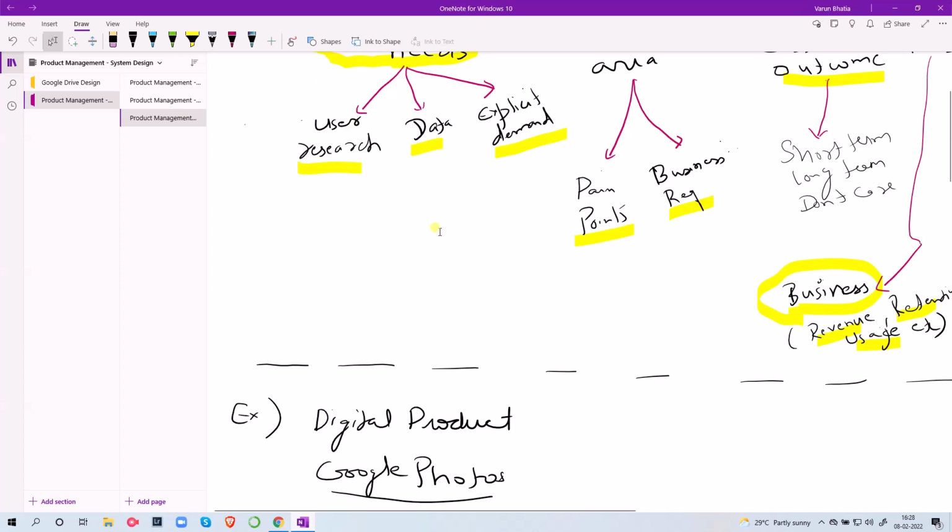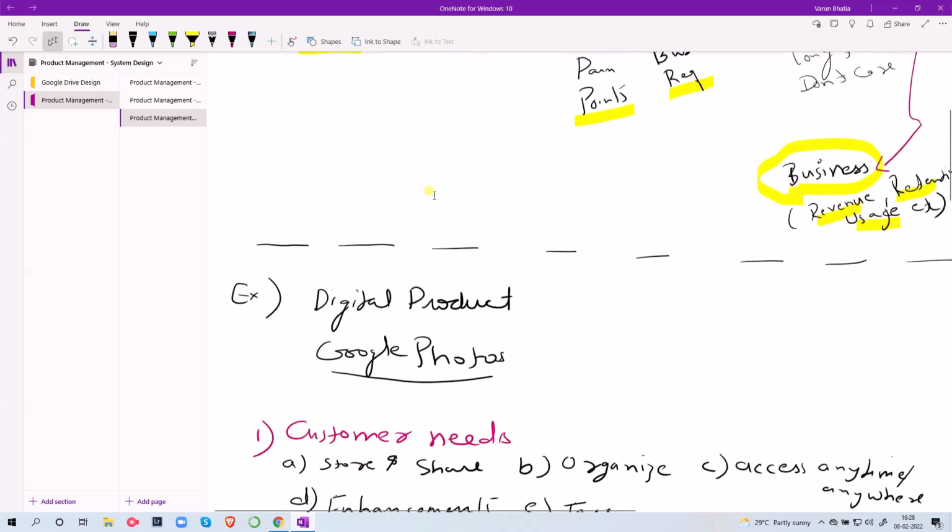There are these obviously methods. Maybe the user research indicated the need of such a product. Maybe the data is telling you that a lot of the photos that are sitting on the devices are being transferred back and forth across different devices. So hence there is need.